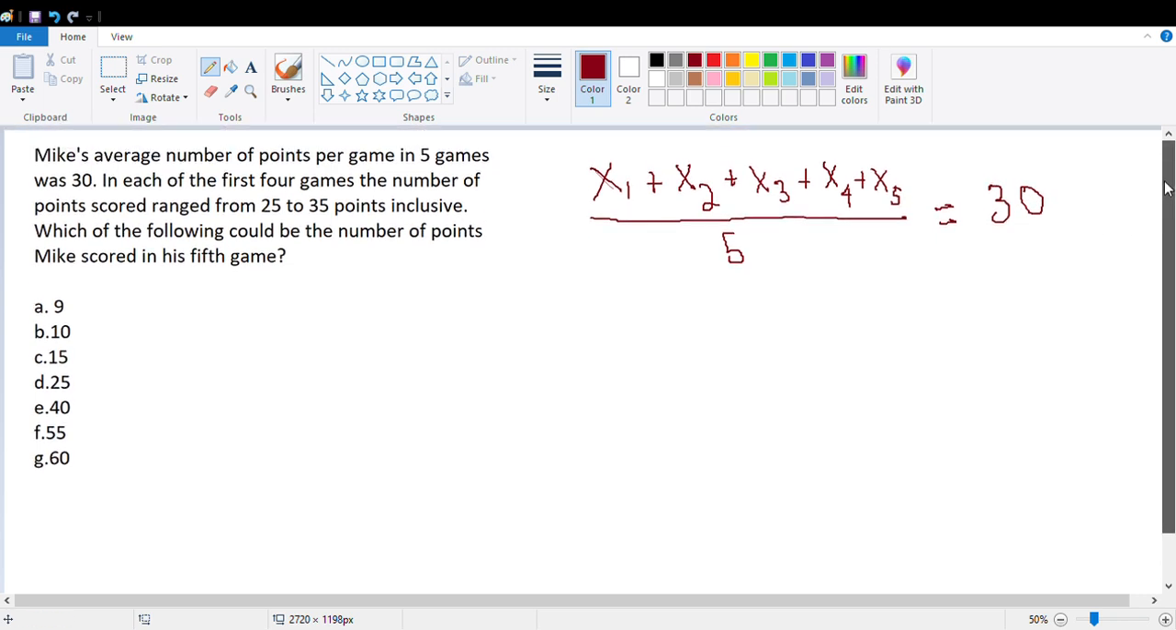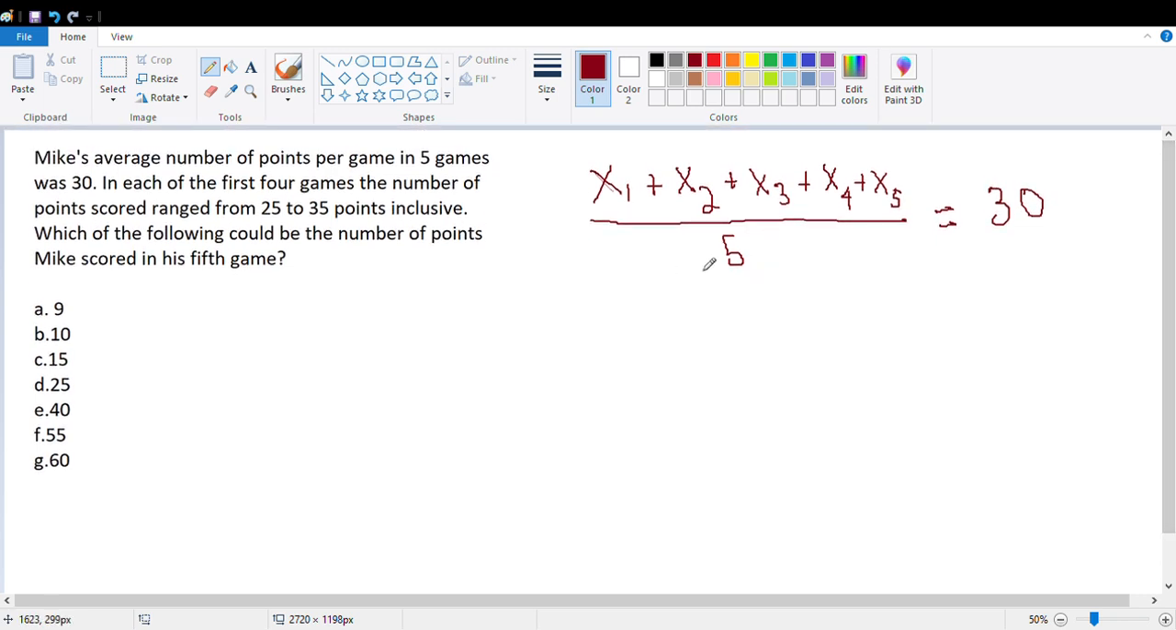Now I'm going to multiply by 5 on both sides to get rid of this division by 5, and I'm going to get x1 plus x2 plus x3 plus x4 plus x5 equals 150. 30 times 5 is 150. So it equals 150.